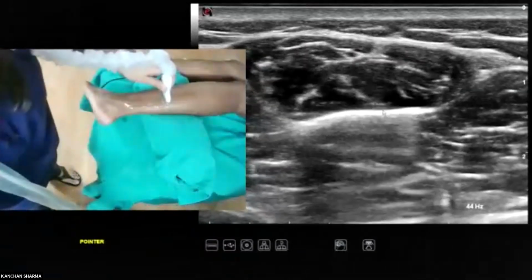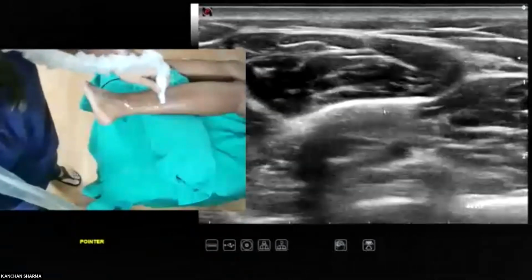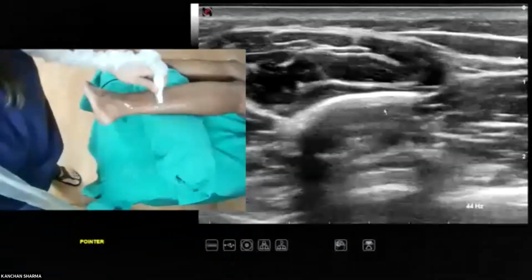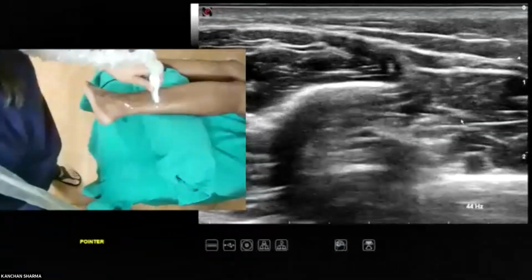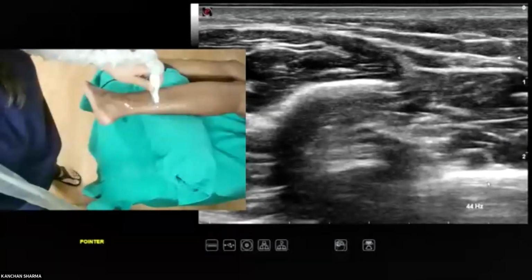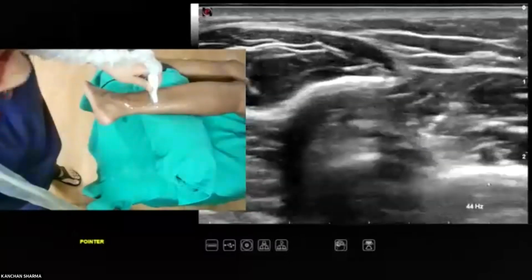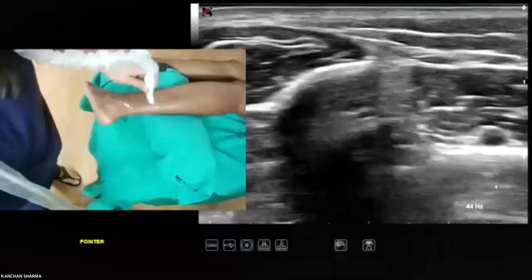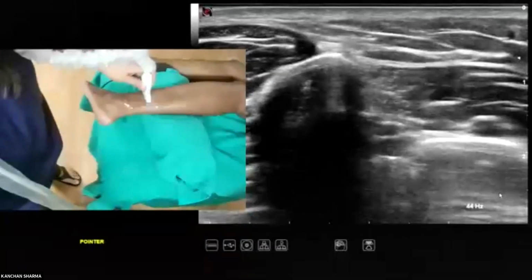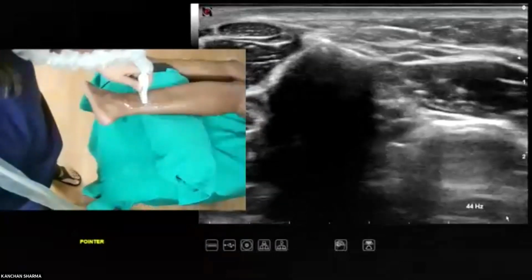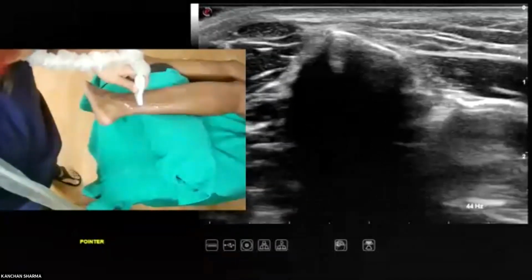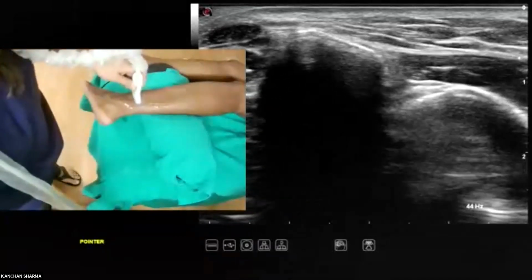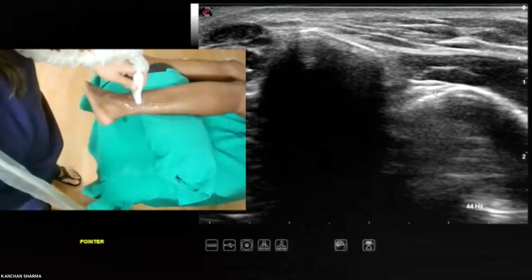What am I doing? I am just moving this probe caudally. Caudally. Now there is nothing here. There are all muscles. Then now there is something which has started coming up. Now I am again moving down, down. So now see, this has come up.